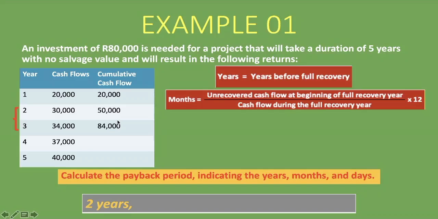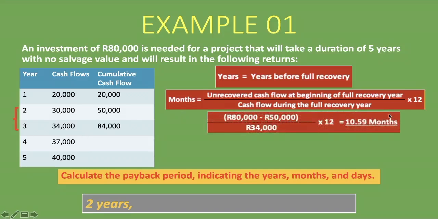That's the unrecovered cash flow at the beginning of full recovery year. Well, we'll take the initial investment of 80,000 Rand minus the 50,000 Rand, and we'll know how much we have not recovered. And then we'll have our numerator. And what is our denominator? Cash flow during the full recovery year. That's also an easy one. Well, we know the full recovery year is year 3, and we know that the cash flow at year 3 is the 34,000 Rand. So we'll take our numerator, divide by the 34,000 Rand times 12, and here's our answer.